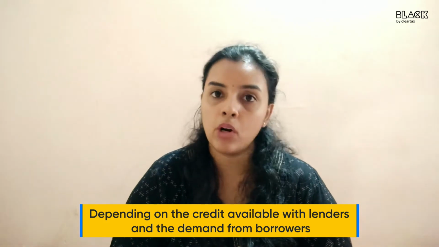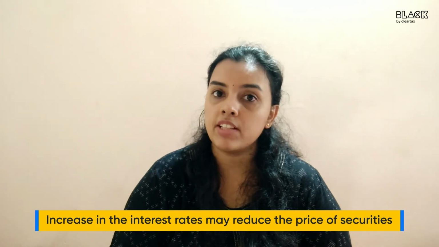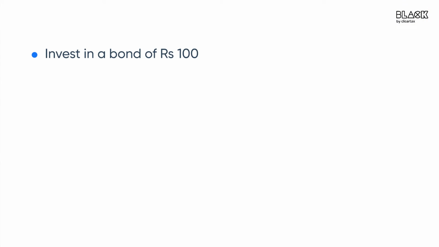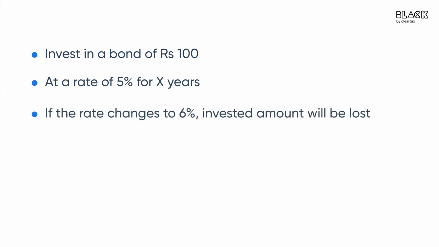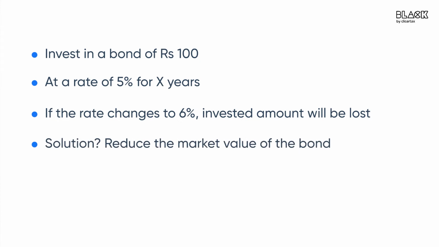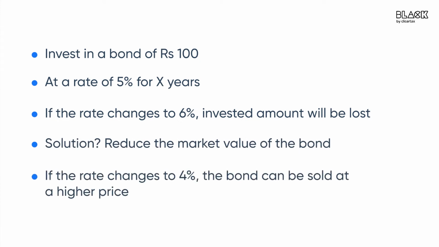Third, interest rate risk. Interest rate changes depending on the credit available with lenders and the demand from borrowers. They are inversely related to each other. An increase in the interest rates during the investment period may reduce the price of securities. For example, an individual decides to invest in a bond of ₹100 with a rate of 5% for X years. If the interest rate changes for some reason and becomes 6%, the individual will no longer be able to get back the ₹100 he invested because the rate is fixed. The only option here is to reduce the market value of the bond. If the interest rate reduces to 4% on the other hand, the investor can sell it at a price above the invested amount.